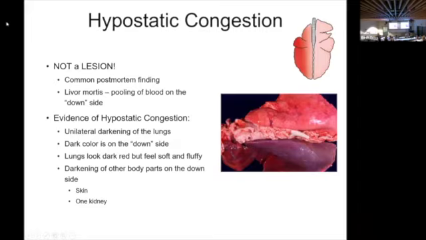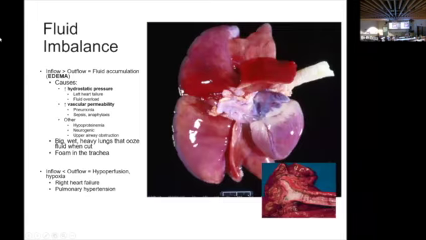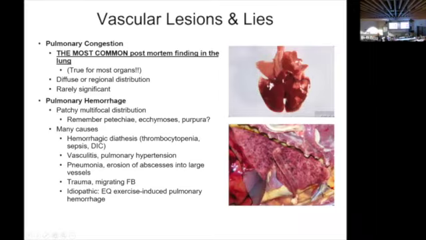Hydrostatic congestion, this is not a lesion. We talked about livor mortis in GenPath. It's pooling of blood, livor mortis, pooling of blood on the downside after death. So your heart stops beating, your blood just kind of settles wherever it is, and usually it makes this very unilateral pattern in animals. One lung looks dark red, one lung looks light pink. This is not a unilateral pneumonia. This is hydrostatic.